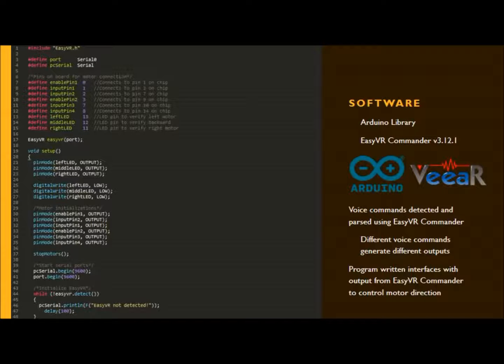Of course, every embedded system has some software component. Here is a slight snippet of that component for this project, which was done via the Arduino IDE. Forward, backward, right, left.